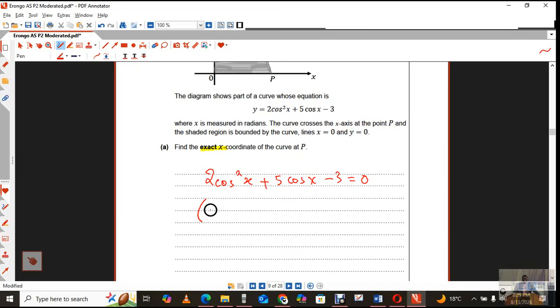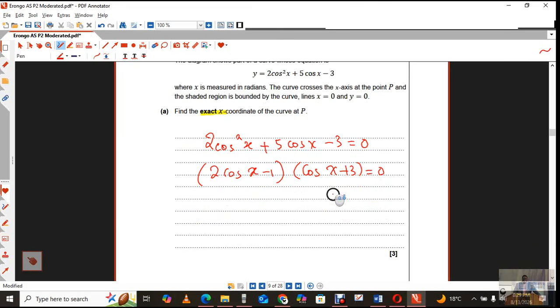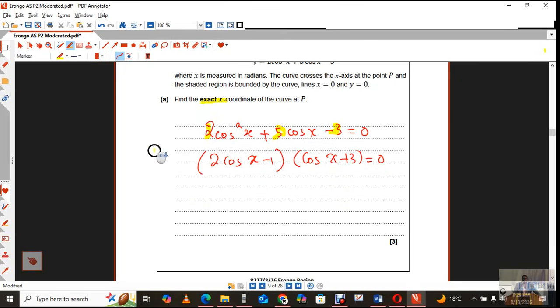Okay. So if I factorize, I'll get 2 cosine of x minus 1 as one bracket, and the other one is cosine of x plus 3. Of course, you can also use your quadratic equation formula. And if you do that, this is your value of A, that's your value of B, that's the value of C. All right? So I'm going to come to the quadratic equation formula in a bit. Let's just solve this question over here.